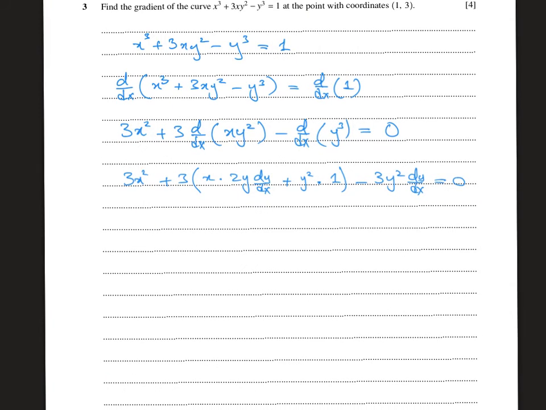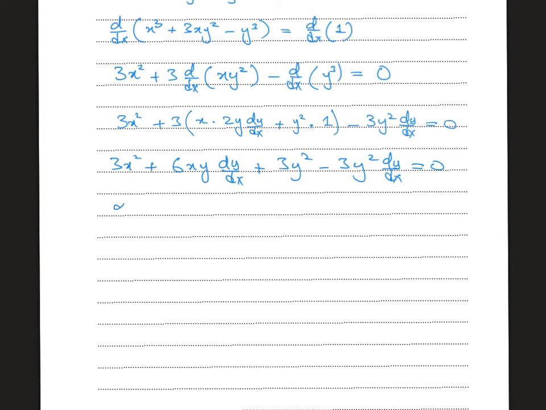Okay, since we are asked to find dy over dx, we have to combine the terms which have this dy over dx term. But let me first expand this expression. 3x squared plus 3 actually is going to be 3 times 2, 6. So 6xy dy over dx plus 3y squared minus 3y squared dy over dx equals 0.